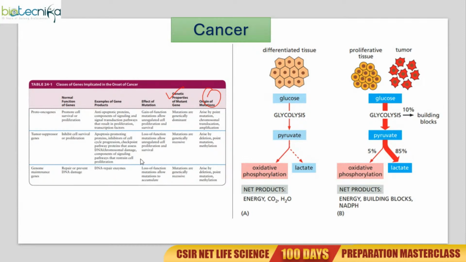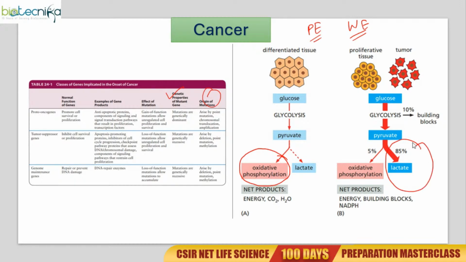Then nowadays questions are very frequently seen with respect to the Pasteur effect and Warburg effect. Right. By looking into this image, you can easily differentiate: this is a normal cell and this is a cancer cell. How? You see that the maximum of the pyruvate is utilized in oxidative phosphorylation. That is what happens on a regular basis. But when it comes to a cancer cell, what happens? The majority is provided to lactate fermentation.